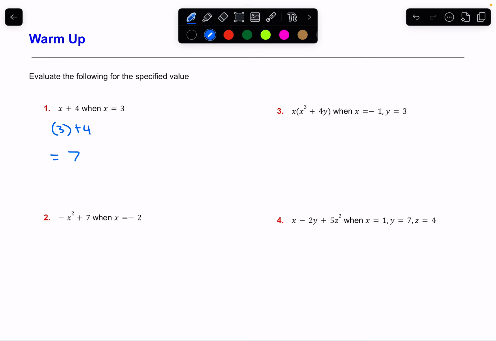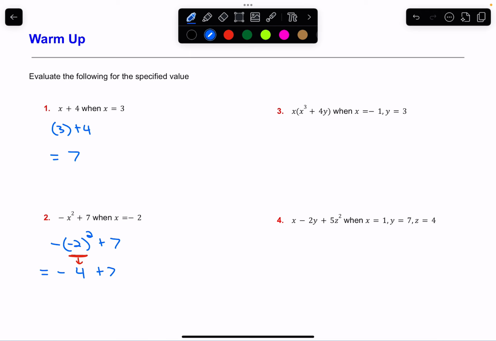Next one, number 2, we have negative x squared plus 7, and x is negative 2. So I'm going to write negative, and where I see the x, I'm going to write parentheses, square it, plus 7, and then I'm going to take that negative 2 and put it inside of those parentheses. Notice here those parentheses make a big difference. Negative 2 squared is positive 4. So if I simplify just that negative 2 to the power 2, that's positive 4. Then I still have a negative sign in front and a plus 7.